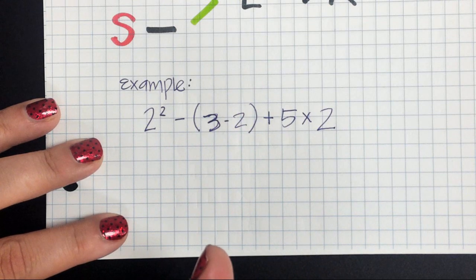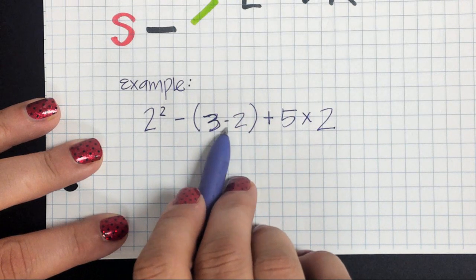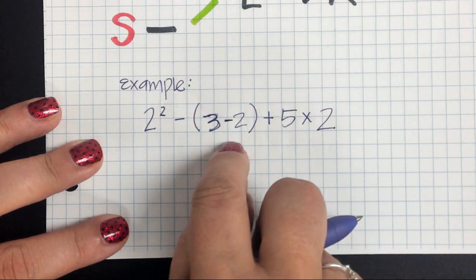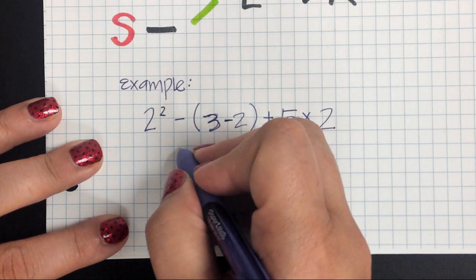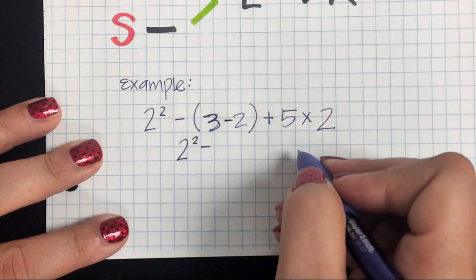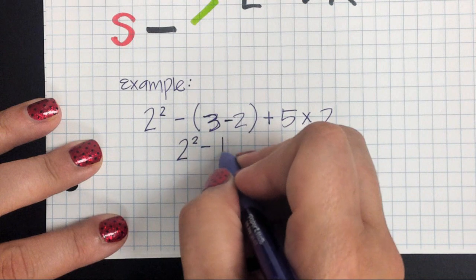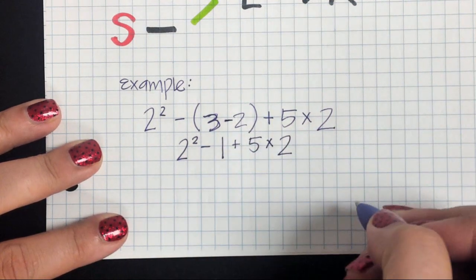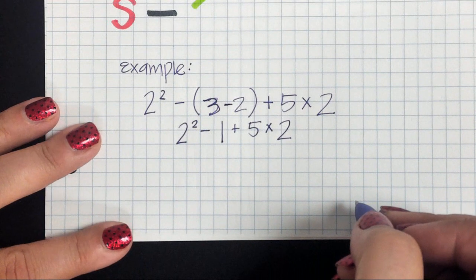Alright, so looking at our order of operations, what are we going to solve first? Just tell me. 2 to the... minus... Not 3 times 2, 3 minus 2. We're solving that first because it's in our parentheses. So I'm going to bring everything else down. So I've got 2 to the second power minus, what is 3 minus 2? 1 plus 5 times 2. I've taken care of parentheses.